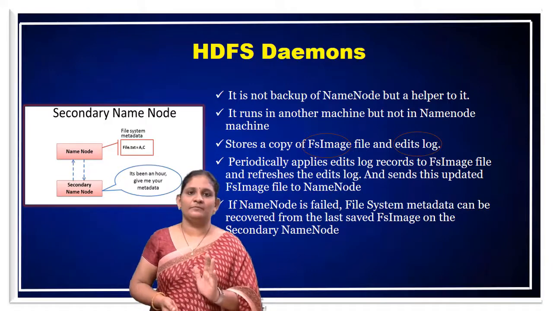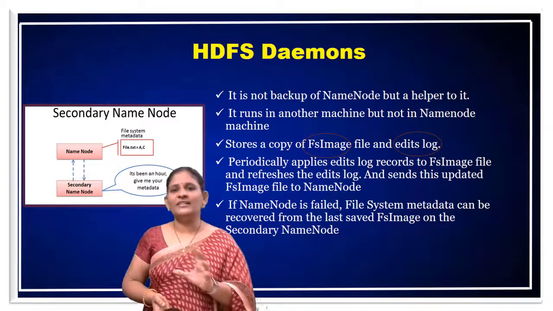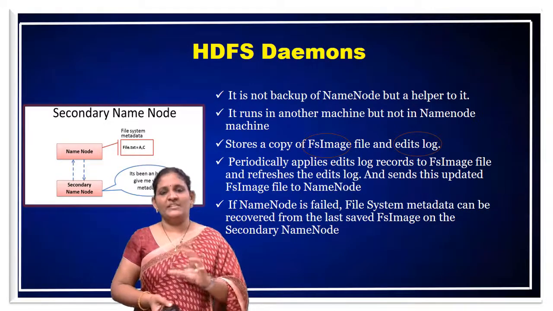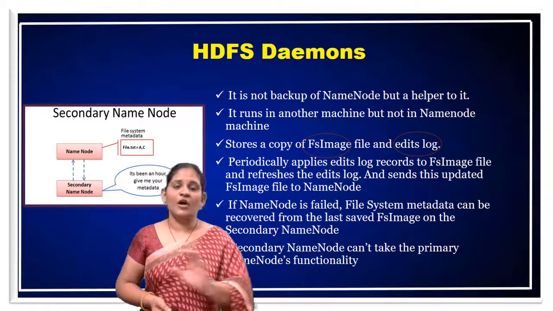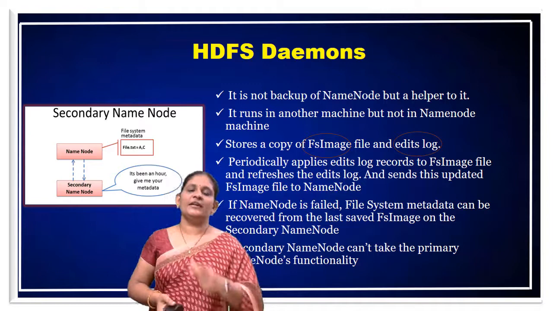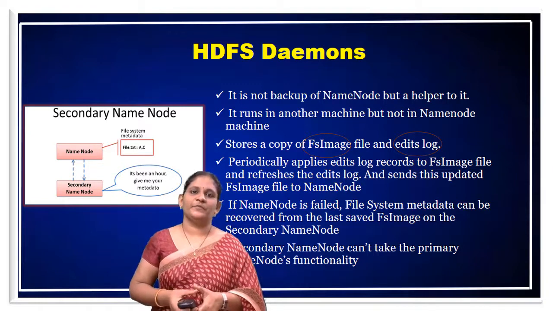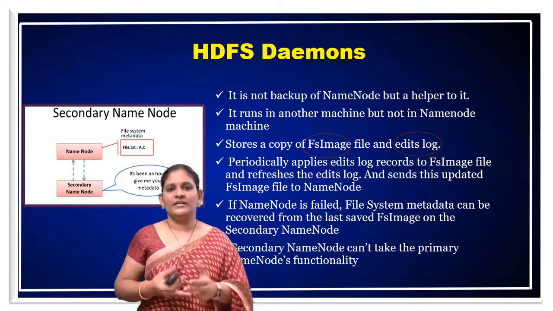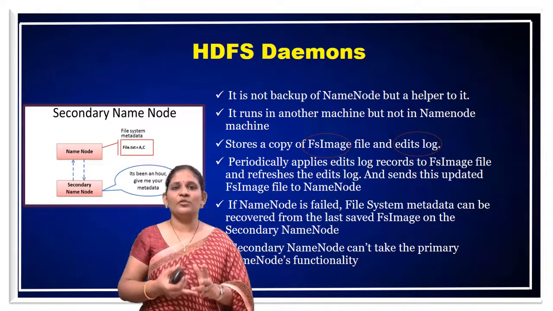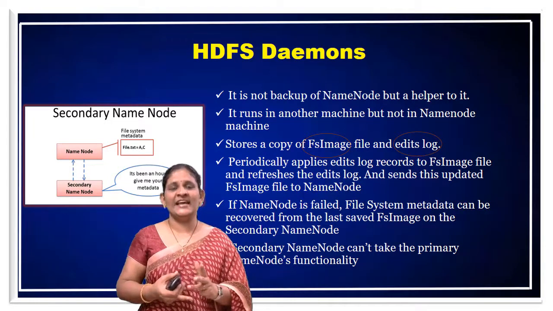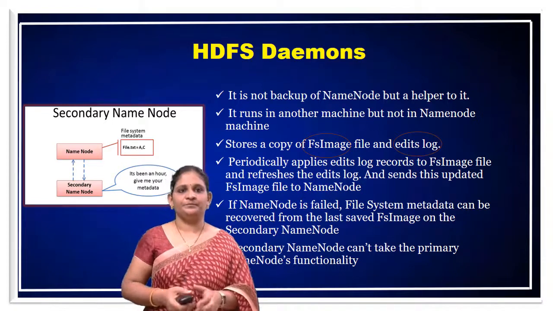It is just a helper. It won't take over all the primary functionality of the NameNode. Okay, students? NameNode, data node, secondary NameNode. NameNode stores metadata. Data node stores actual data. Secondary NameNode merges the FS image file and edit log file. It is a helper node to the NameNode.